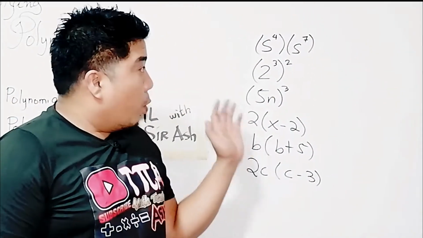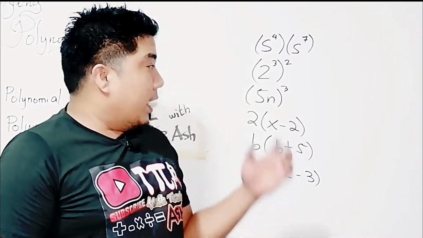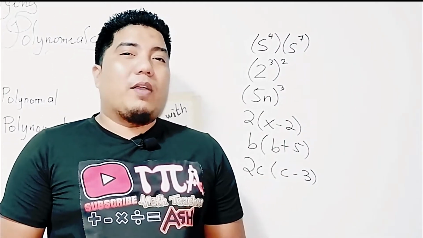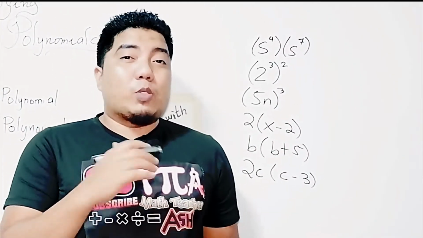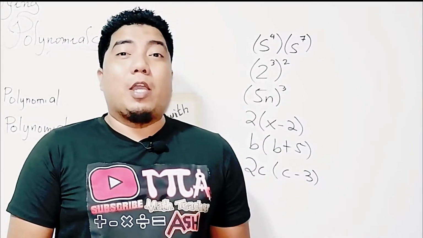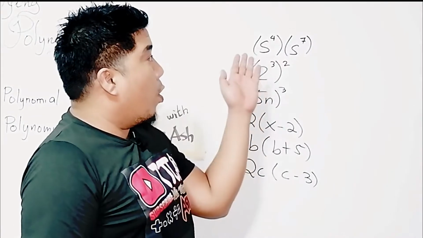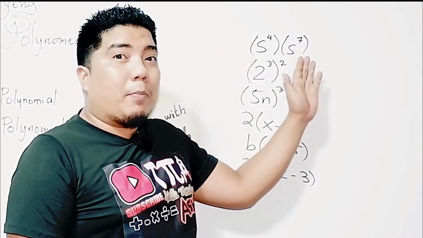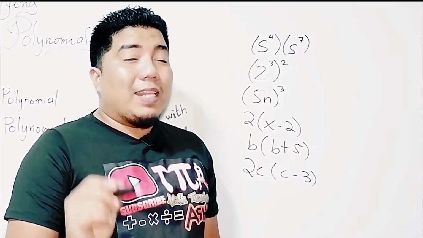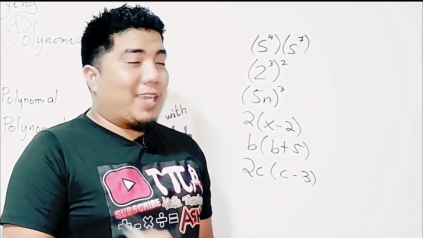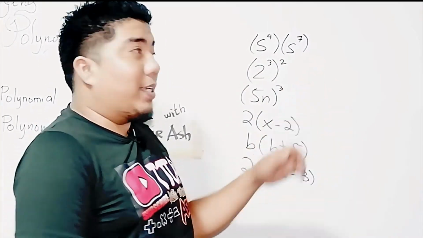Okay, math learners, we have here some examples in which we could apply what we have learned in the law of exponents as well as how to multiply a monomial to a polynomial. Now, let us have our first example. We have a monomial multiplied by a monomial. Remember that a monomial is still part of the polynomial. Okay? So, how do we multiply this?